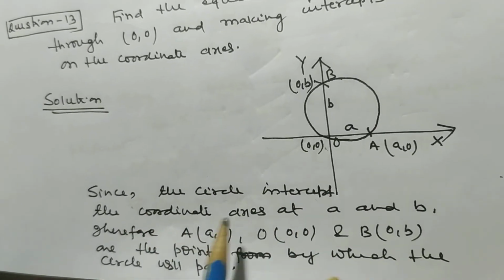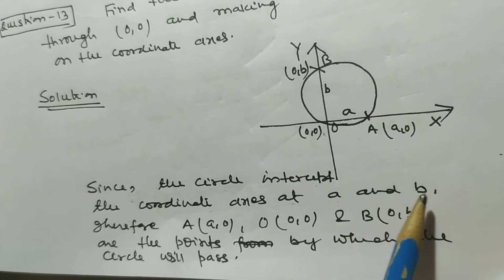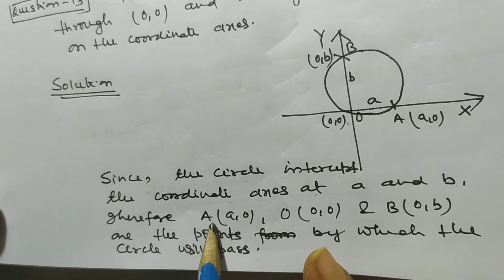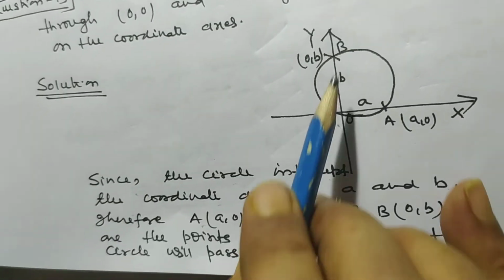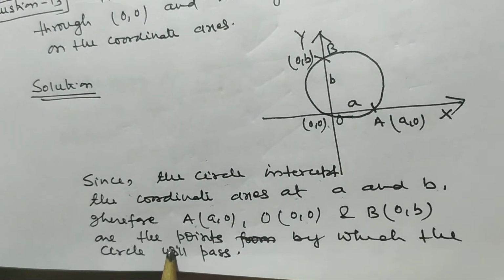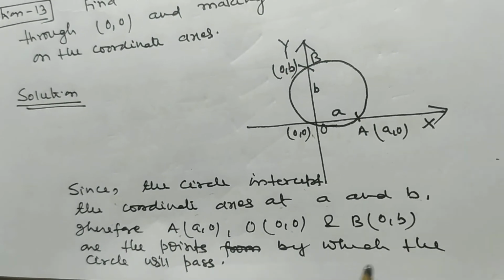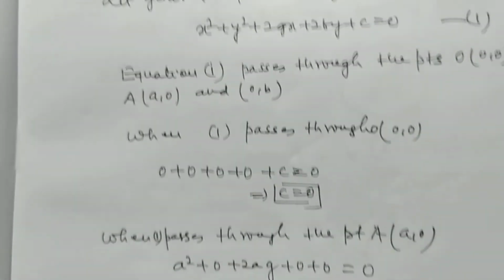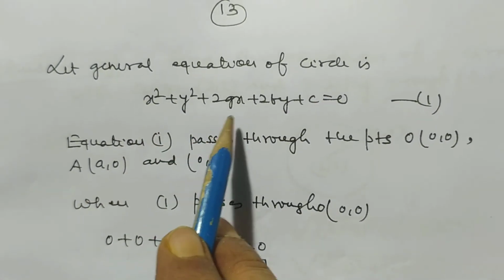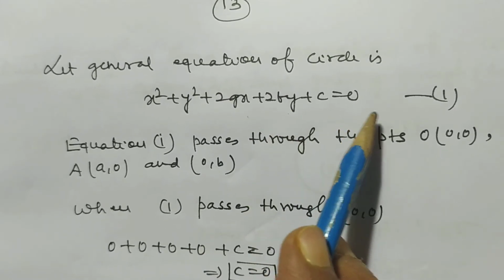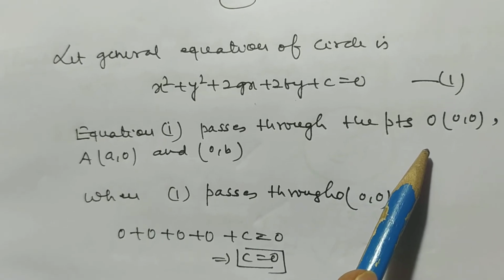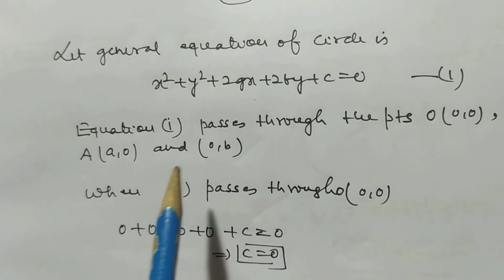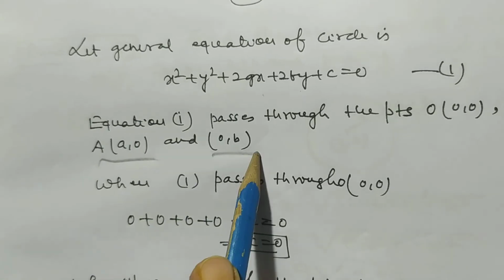Find the equation of the circle passing through the origin and making intercepts a and b on the coordinate axes. Since this circle intercepts the coordinate axes at A and B, the coordinate of A is (a, 0), the origin is (0, 0), and the coordinate of B is (0, b). These are the points through which the circle will pass. Let the general equation of the circle be x² + y² + 2gx + 2fy + c = 0, equation (1). Equation (1) passes through the points (0, 0), (a, 0) and (0, b).